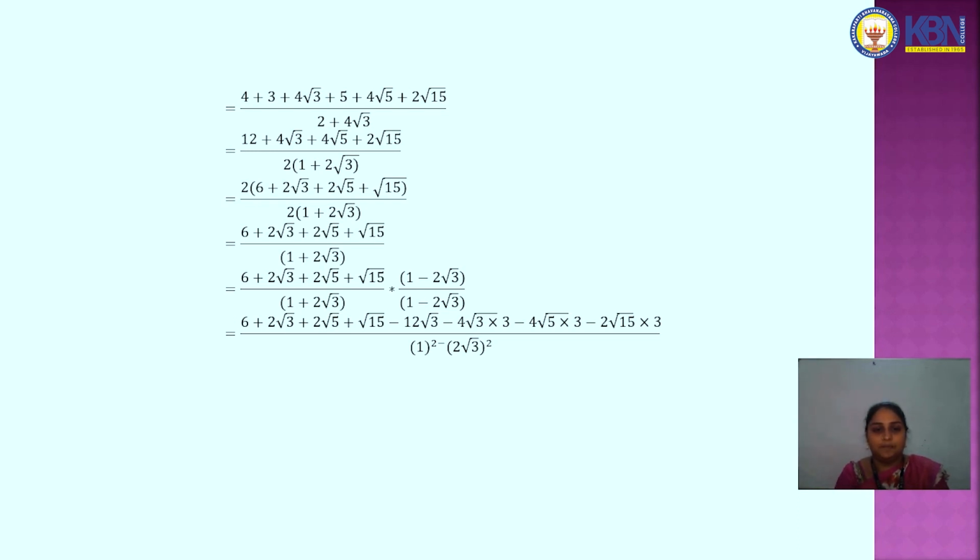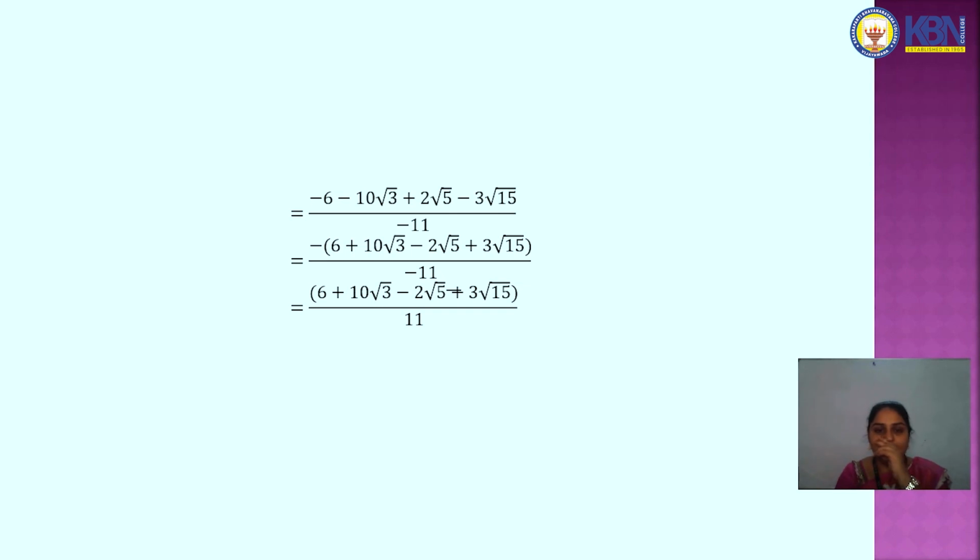Minus 2 root 15 into 3, and then in the denominator we again find a special product, that is (a plus b) into (a minus b), that is a square minus b square. Then we get 1 square minus (2 root 3) whole square, and the result is minus 6 minus 10 root 3 plus 2 root 5 minus 3 root 15 by minus 1. For convenience, take the common negative sign from the numerator and the denominator, and both get cancelled, and the result is 6 plus 10 root 3 minus 2 root 5 plus 3 root 15 by 11.